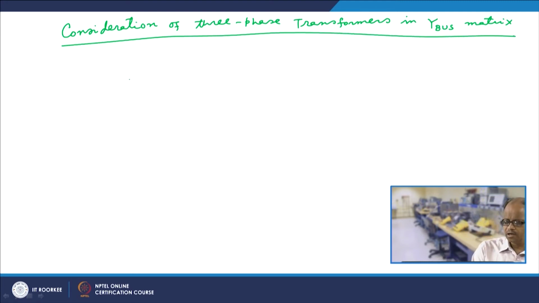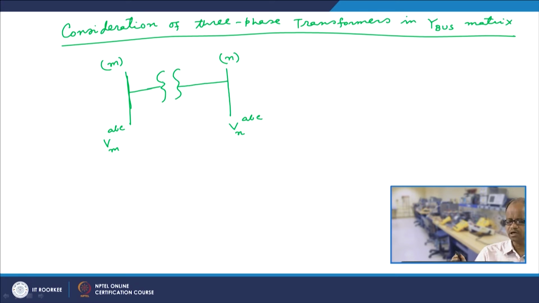So, now let us say that we have two buses, let us say bus M and N, and please note that this is basically a 3-phase bus. So then its voltage is again Vm ABC, this voltage is again Vn ABC, and between these two buses one 3-phase transformer is connected, and this 3-phase transformer can have any connection. It can have star delta, star star, star grounded, star star grounded, delta star grounded, delta star ungrounded, anything and everything it can have.